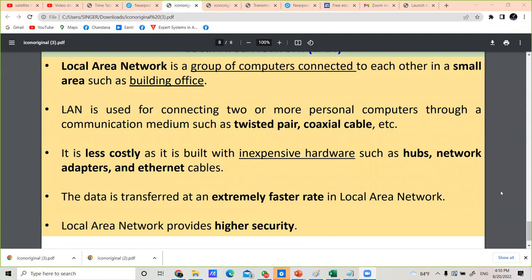That's about types of network. When compared with the other networks, local area network has the most security. Okay, then we want to move to the other types. Before moving to the other network types, try to complete another activity.